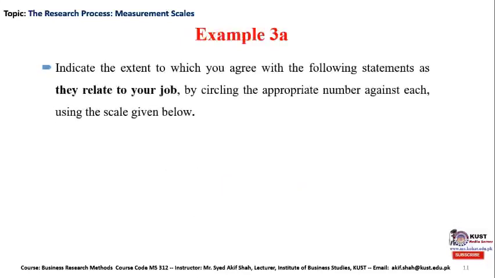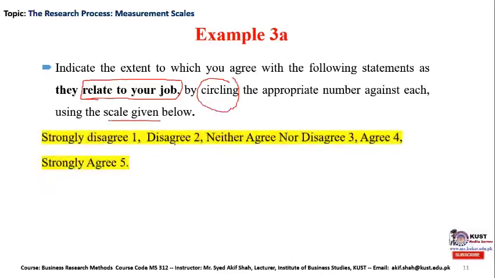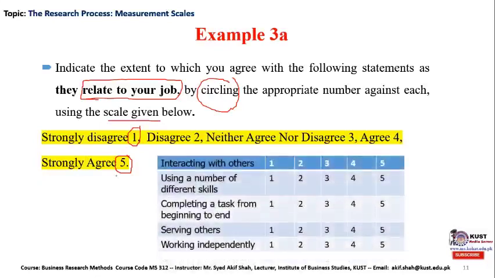Let us take an example of interval scale in which you indicate the extent to which you agree with the following statements as they relate to your job. Once again, the researcher is interested to find out the factors which are related to your job by encircling the appropriate number against each using the scale below. What is the scale? The respondent can give 1 if he strongly disagrees with the phenomena, and the respondent can give 5 if he strongly agrees with the phenomena or question asked. So a similar problem is once again there, and the researcher is interested to find out the magnitude of certain affiliation or the relationship of the factor with the job of a particular respondent. The first factor is interacting with the others.